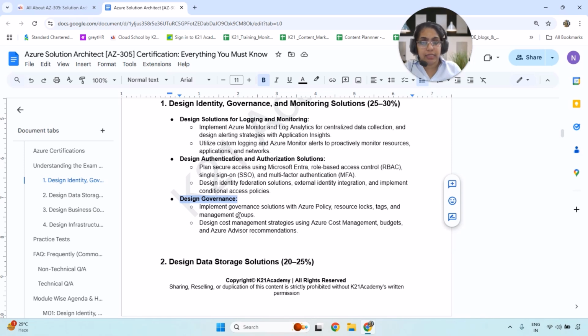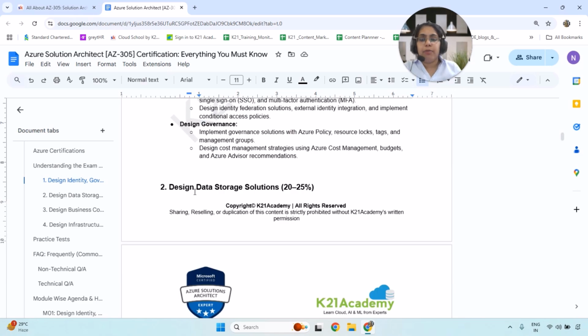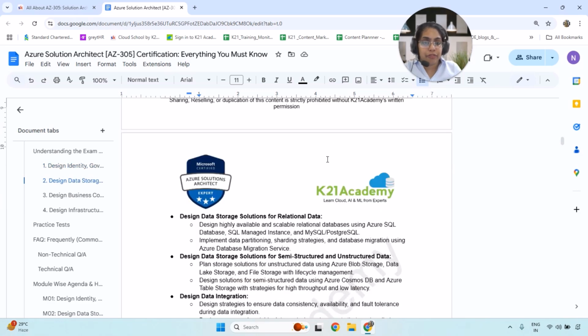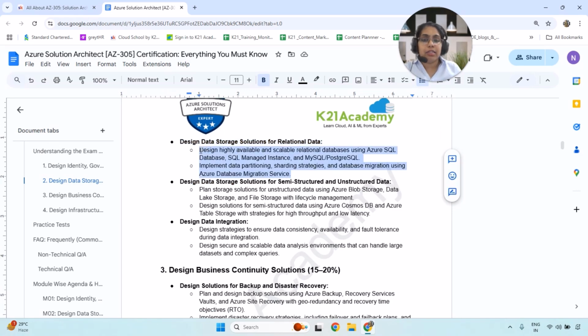Moving to the second domain, design data storage solutions, which has a weightage of 20 to 25%. In this domain, you should focus more on designing data storage solutions for relational data, and these are some of the subtopics you can prepare and go through. Then the second topic is design data storage solutions for semi-structured and unstructured data, and again we have all these subtopics. And third is design data integration, which has all these subtopics you need to go through.